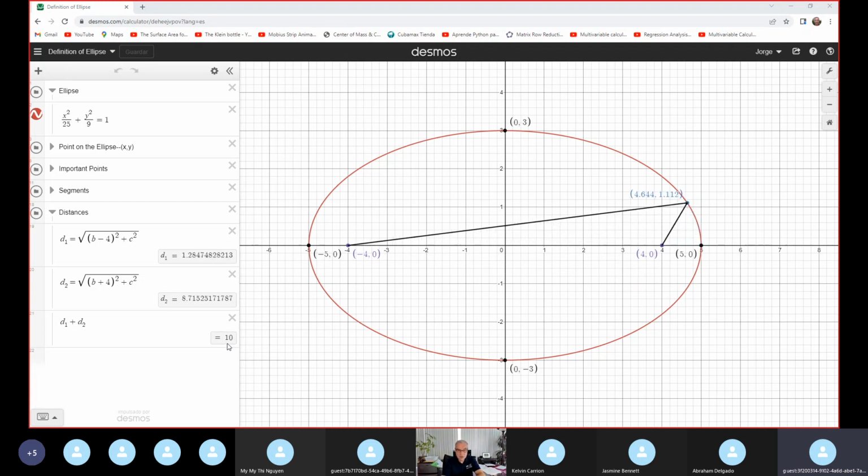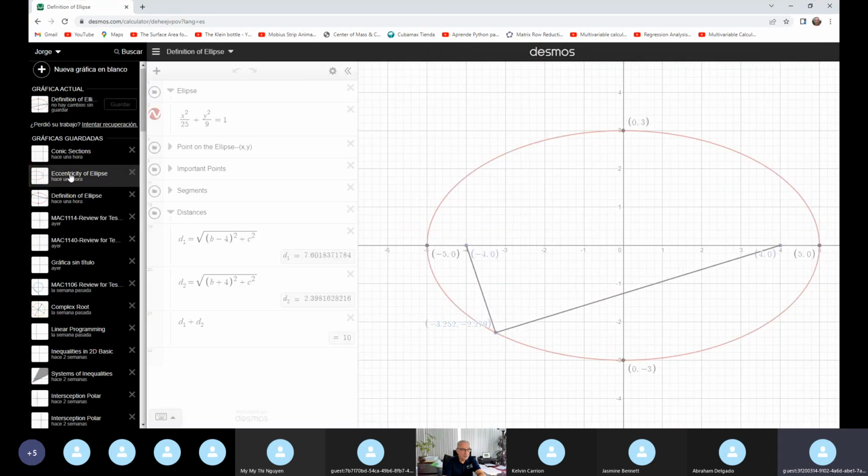However, I want to emphasize that we have a major axis and a minor axis. In this case, the major axis is coincident with the x-axis, and the distance between the vertices is 10. The minor axis is vertical, coincident with the y-axis, and the distance is 6 in total. Major is the big one, minor is the small one. Is this idea clear? Yes. And this is a formal definition.